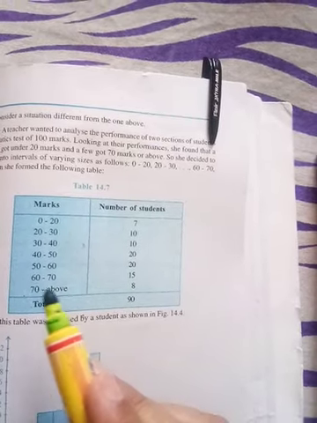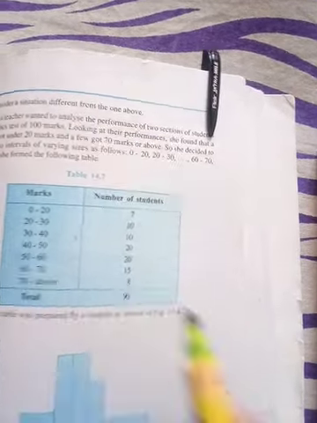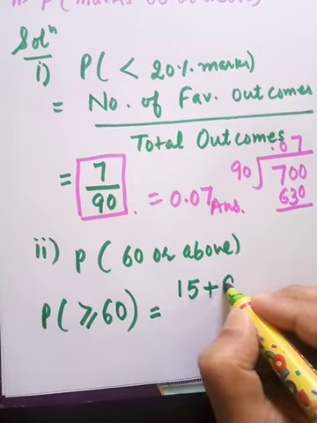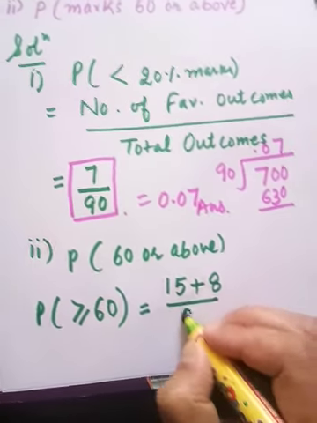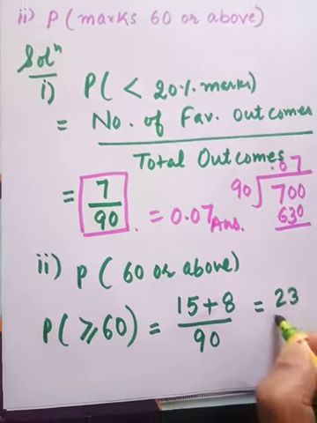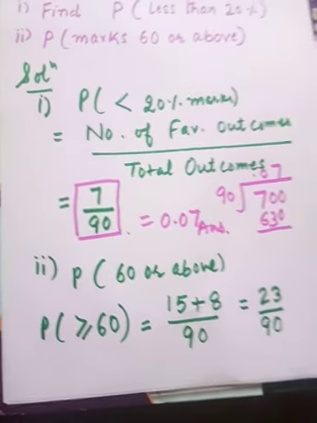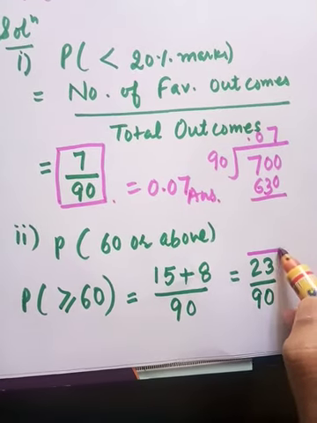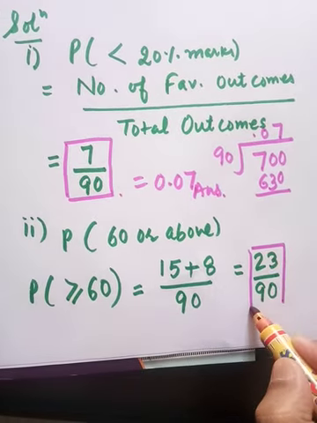So 60 to 70 is how many? 15, and 70 and above is 8. So we have two favorable cases here, 15 plus 8 out of 90. So 15 plus 8 is 23 out of 90. So this is our answer for the second part.